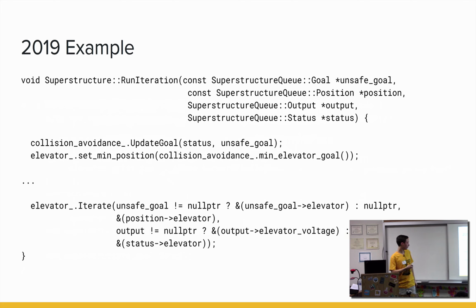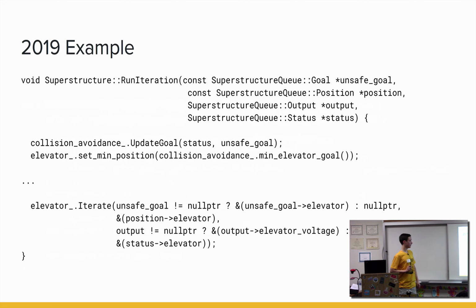So then we can see here, we're setting the elevator position. The elevator is an instance of a generic class that provides a control loop for an angular or a linear system. All we're doing is giving it a minimum position that we retrieve from the collision avoidance class. And then finally, we call this iterate method, and that actually runs the control loop for the elevator. We give it the goal, we give it the position, and then finally a pointer to the output that it's going to write back to.